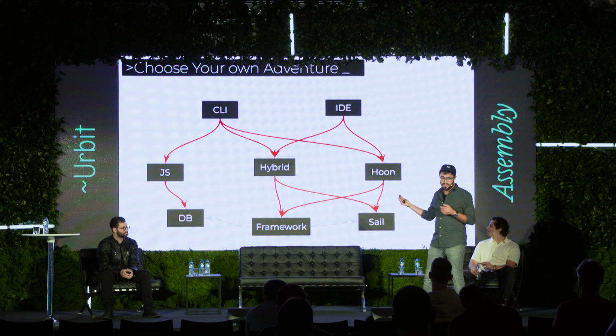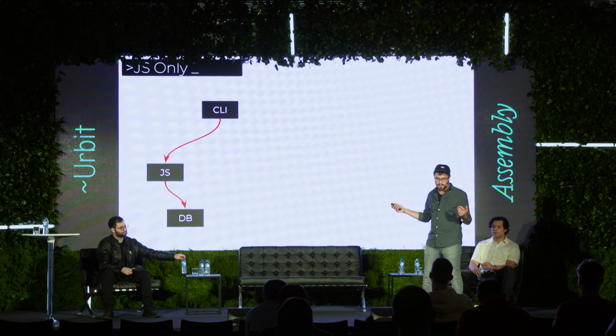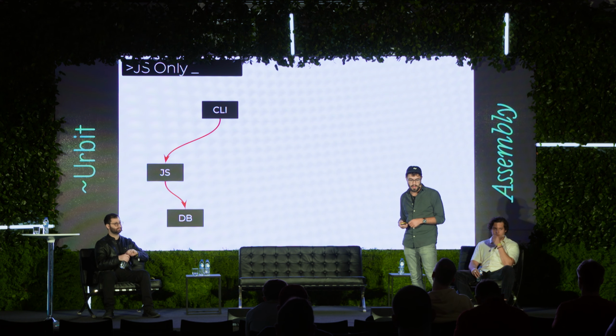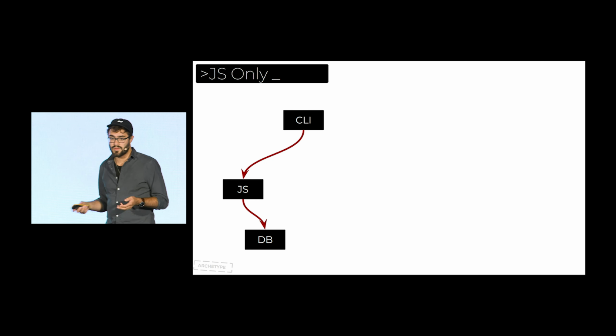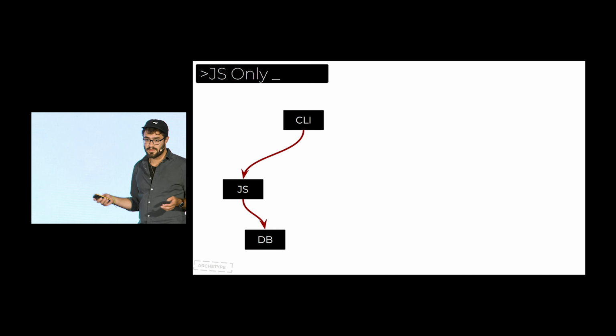So you can pick any path through this graph, really. If you want to only be using JavaScript, you can create an Urbit project through a CLI Earthside, write your code with JavaScript, and use an Urbit database as a service like Tome, Bedrock, Obelisk, that kind of thing, where you're not necessarily doing a ton on the back end.